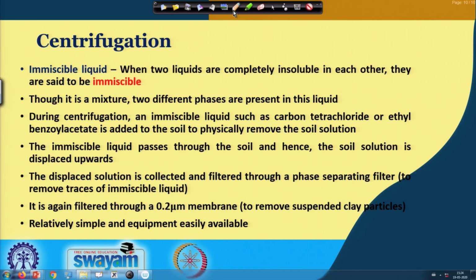In case of centrifugation, we apply this liquid, such as carbon tetrachloride or ethyl benzoyl acetate, to the soil to physically remove the soil solution, that is essentially water, without being mixed into it. The immiscible liquid passes through the soil and the soil solution is displaced upward. Since these two liquids are immiscible to each other, they will not mix with each other, and as a result they displace each other.